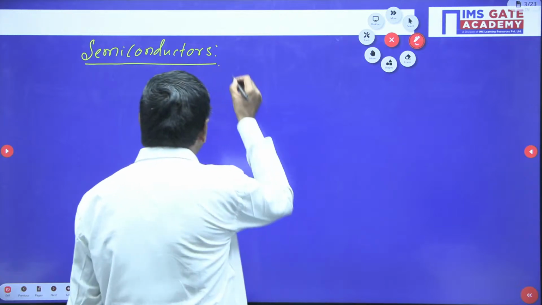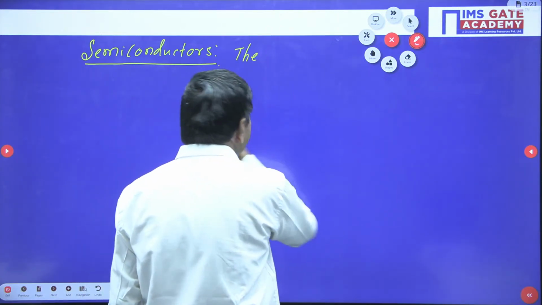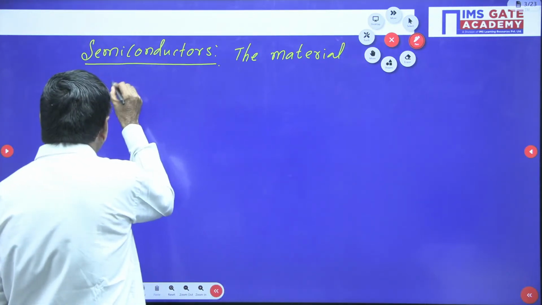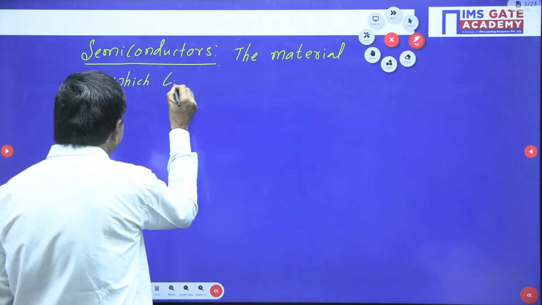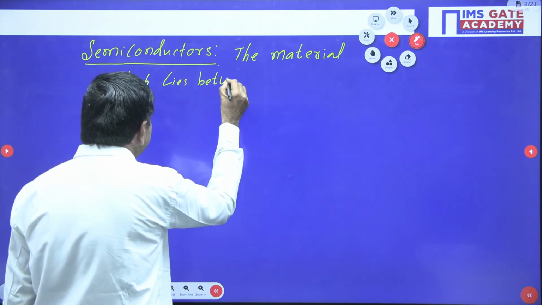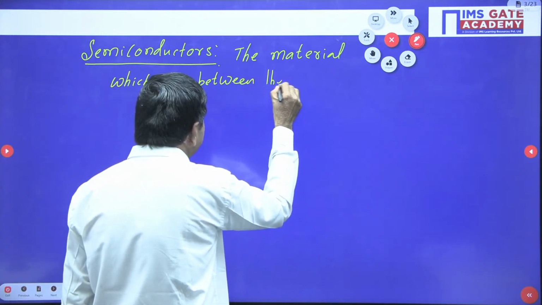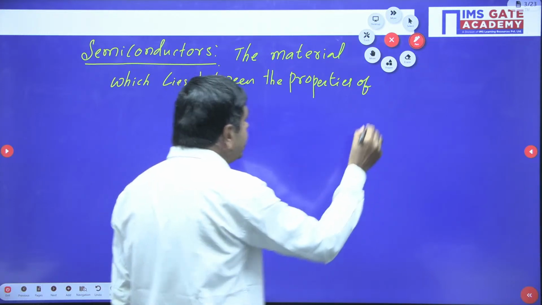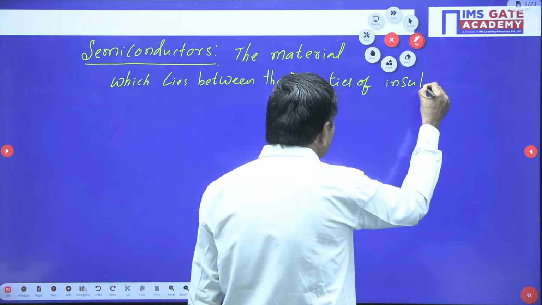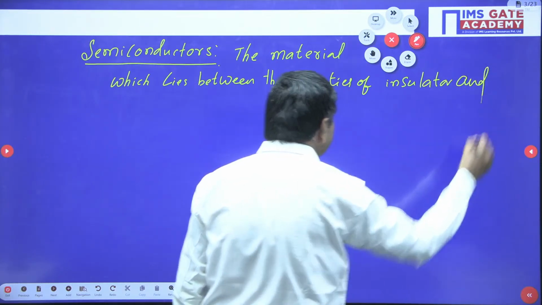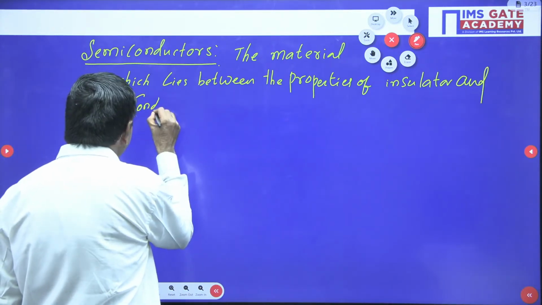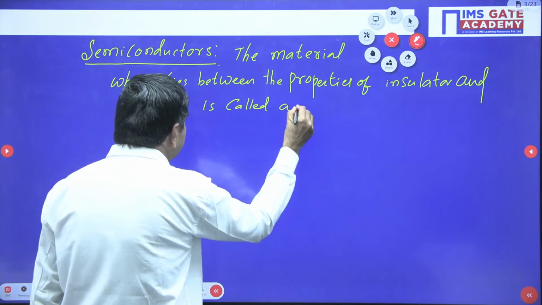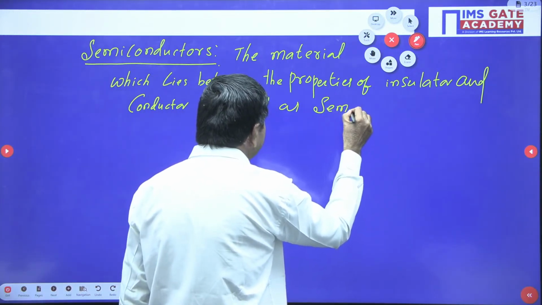So the definition I can give like this: the material which lies between the properties of insulator and conductor is called a semiconductor. This is the semiconductor.